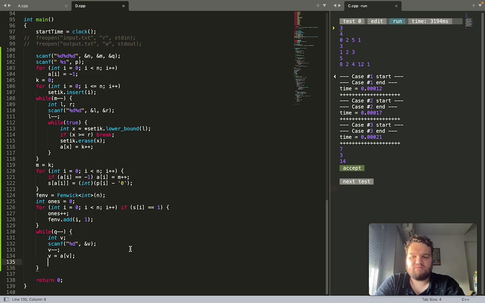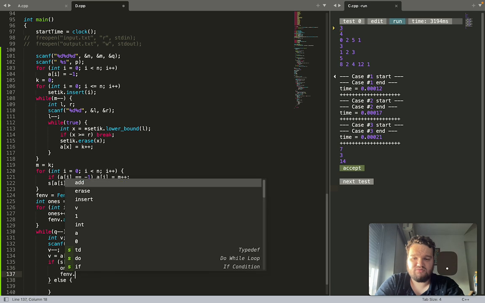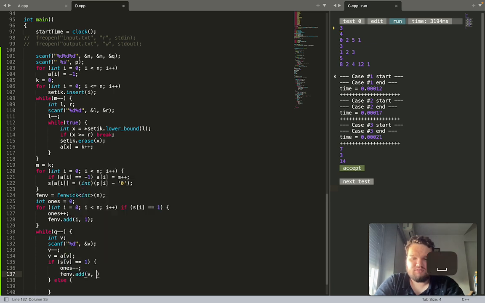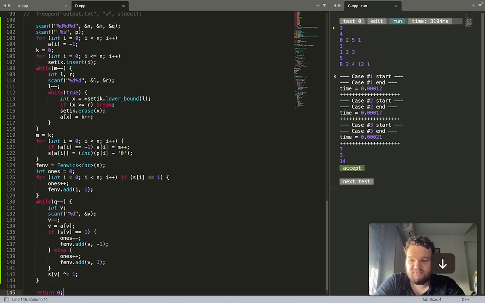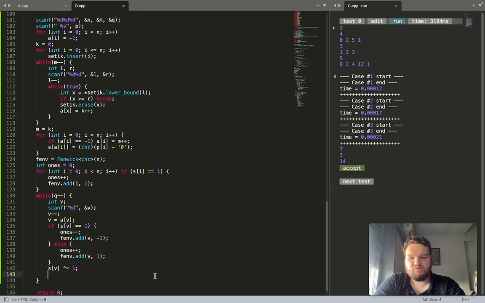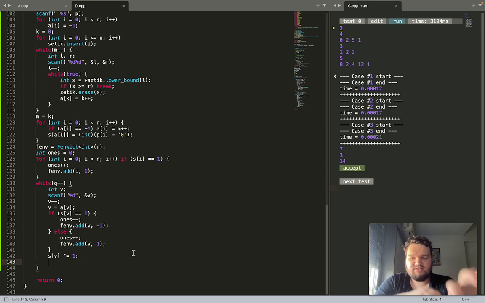And now, if it was 1, then the number of ones will decrease by 1, and I need to subtract it in Fenwick, otherwise the number of ones will increase by 1, and I need to increase it by 1. Flip S of V. And now just calculate the number of zeros.